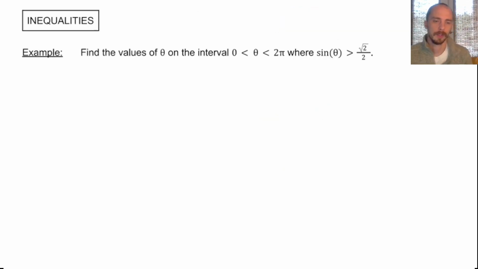All right, now we're going to talk about some inequalities, and that's something else that we need to be able to solve for AP Pre-Cal. Not nearly as much as trig equations, but we do need to be able to think about some inequalities. So we're going to start by thinking about: find the values of theta on the interval 0 to 2 pi where sine theta is greater than root 2 over 2.